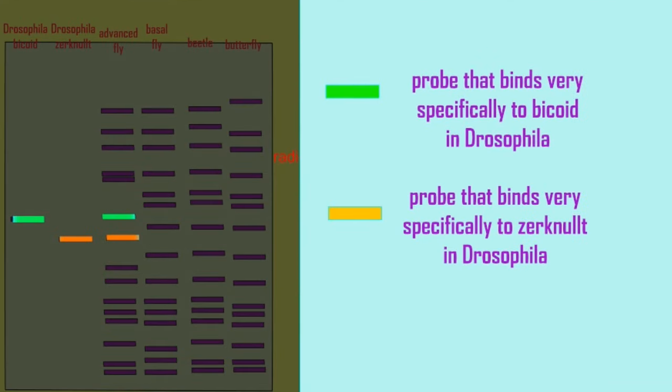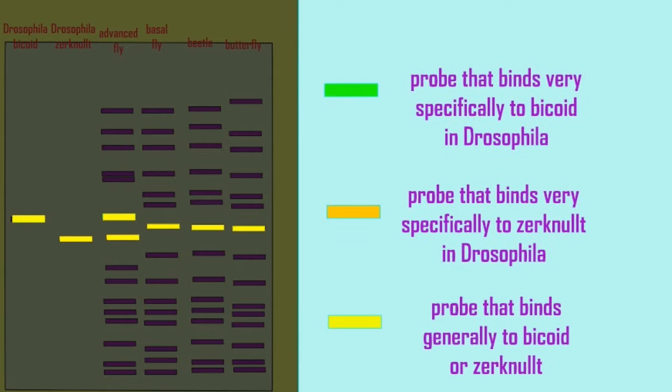How would you interpret these results in which you can observe the presence of the binding of the very specific probes to the Drosophila gene bicoid and the Drosophila gene Zerknüllt? These probes bind to DNA for these genes. How would you interpret the distribution of the probe binding the sample?